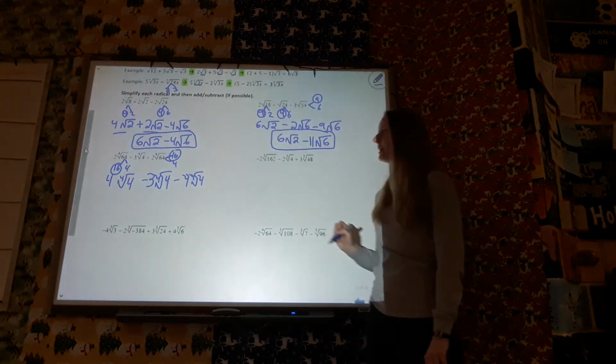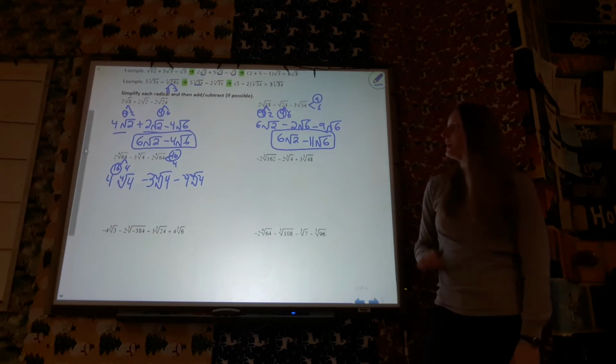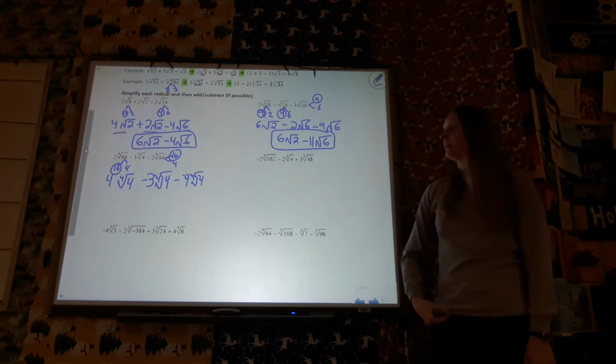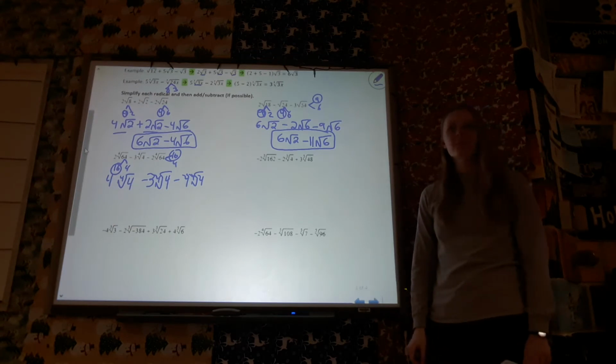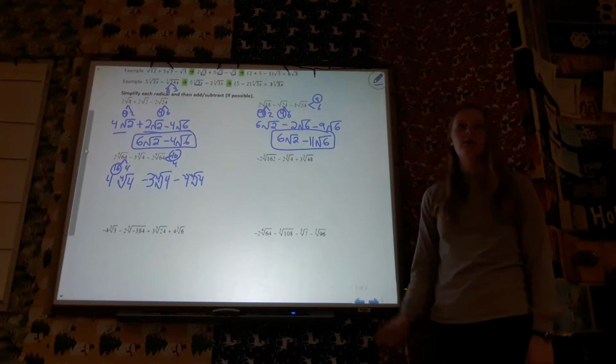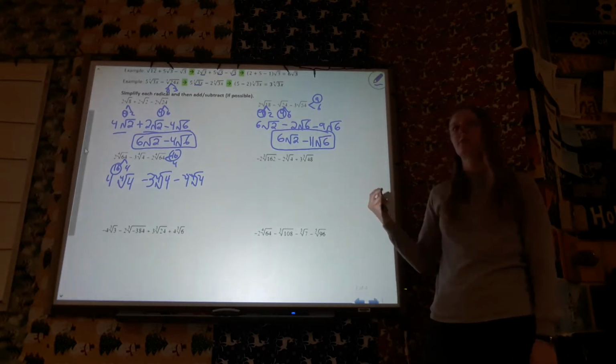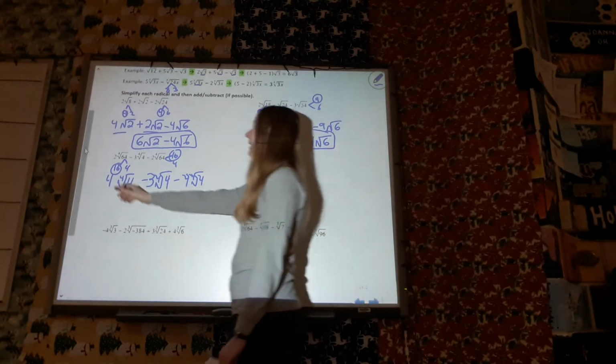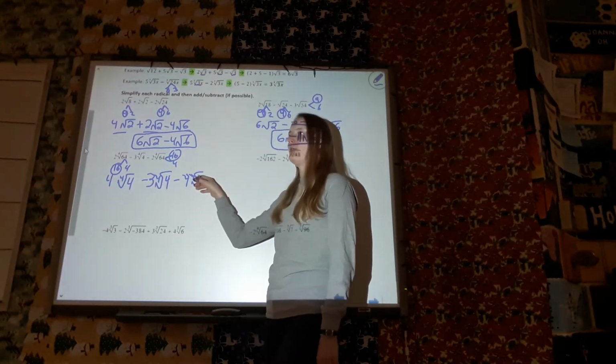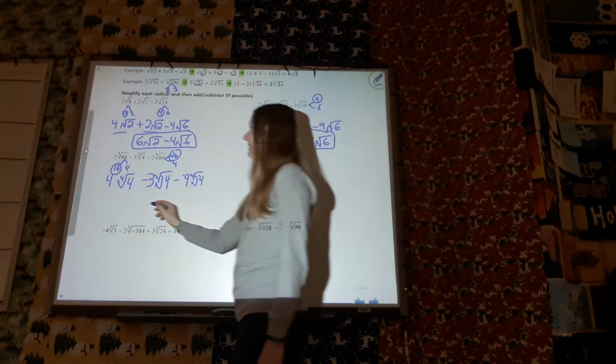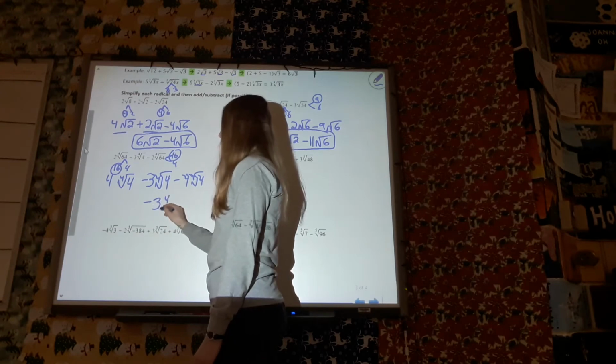Alright, sorry, my handwriting got a little squished. Alright, so now what do you think? All of these are like terms, right? Because now all of the radicals are the same, so I can just combine them together. So if I have 4, and then I take away 3, and then I take away 4 more, it would be negative 3. 4, 3, and 4.